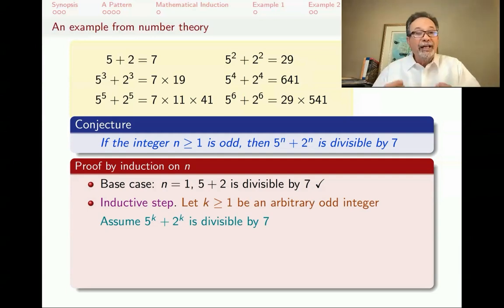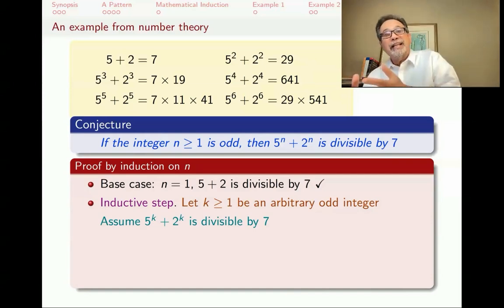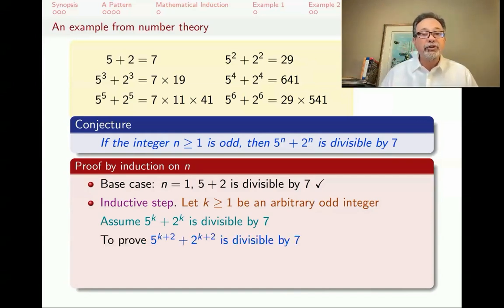But the next one is not k plus 1, it's k plus 2, because my conjecture wasn't that it's always divisible by 7. It was that whenever n is odd. Using that, I have to show you the next statement, and the next statement comes for k plus 2. So I have to prove to you that 5 to the k plus 2 plus 2 to the k plus 2 is divisible by 7. So again, I just start with 5 to the k plus 2 plus 2 to the k plus 2, and I have to convince you somehow that you can factor 7 from there.